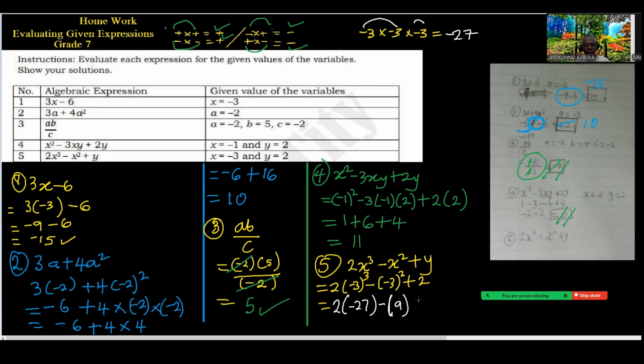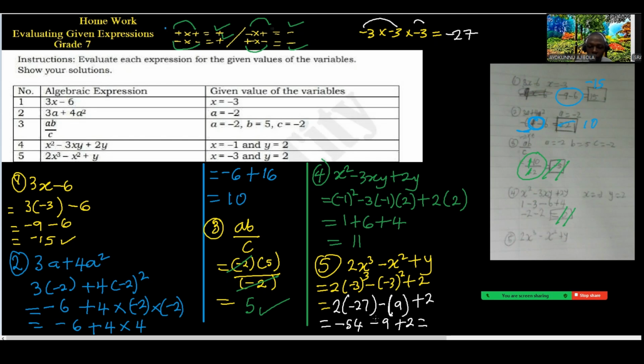Then plus 2. So we have a final answer at the bottom, which is 2 times -27 is -54, then minus 9, then plus 2. Obviously, our final answer is going to be a negative because of the -54. Is that clear?